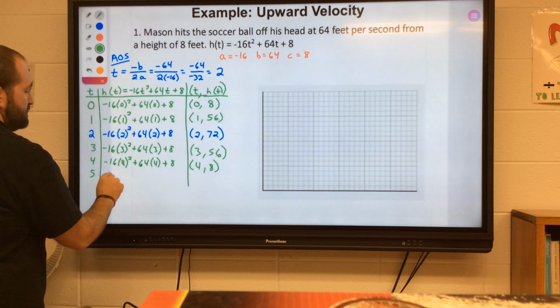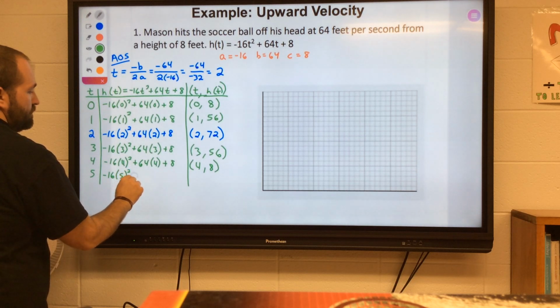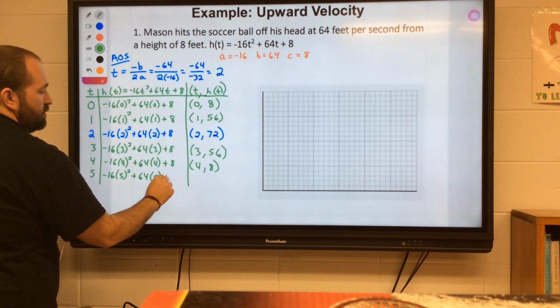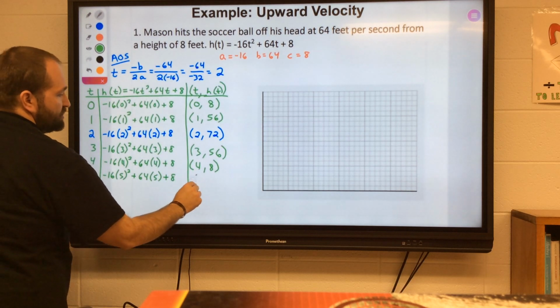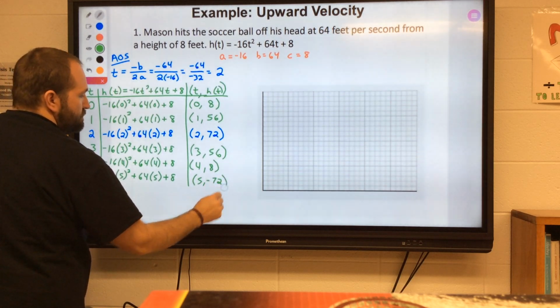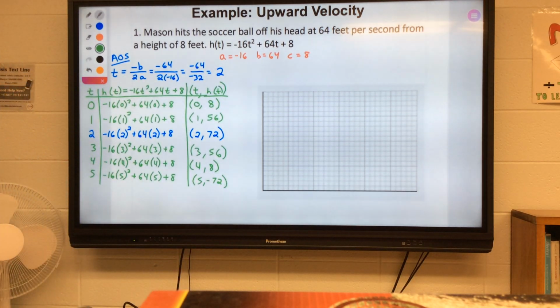You get negative 16 times 5 squared plus 64 times 5 plus 8. And that should give you 5 comma negative 72. Now that we've received a negative value, you're going to stop the table and then start your other work.